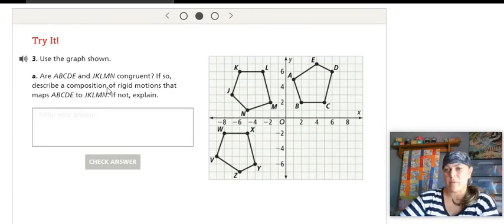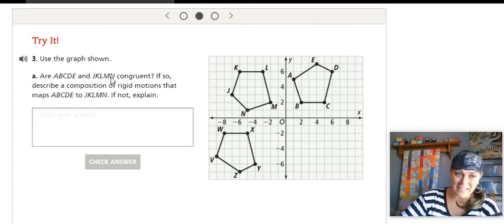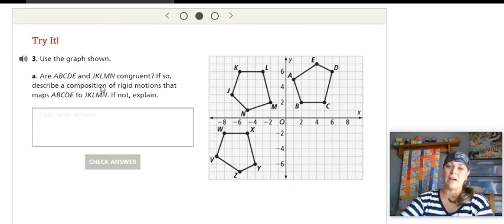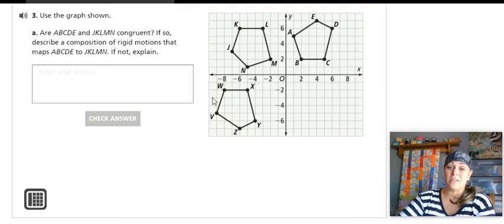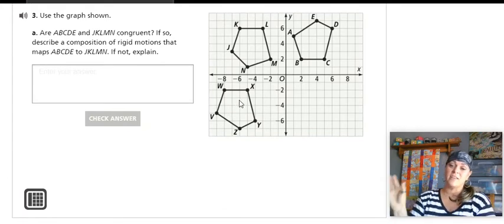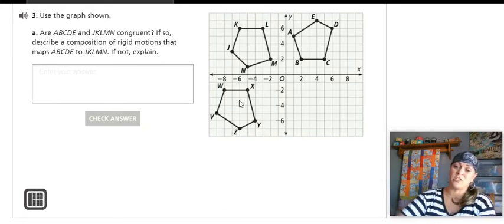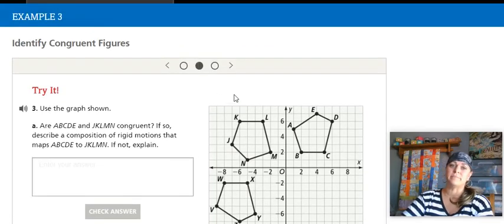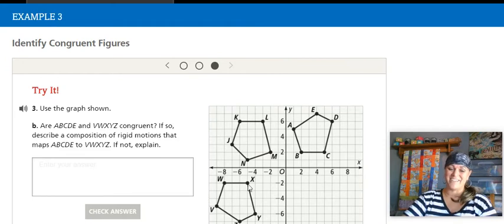So try it. You're going to do basically what we just did. You're going to figure out if these are congruent, A, B, C, D, E, and J, K, L, M, N. If so, you're going to describe how one got to the other, and you're going to see how it works, okay? It doesn't actually mention this, but this might be helpful in the series or the composition of functions. You might not use it at all. Now you'll use it. So here's the second part.